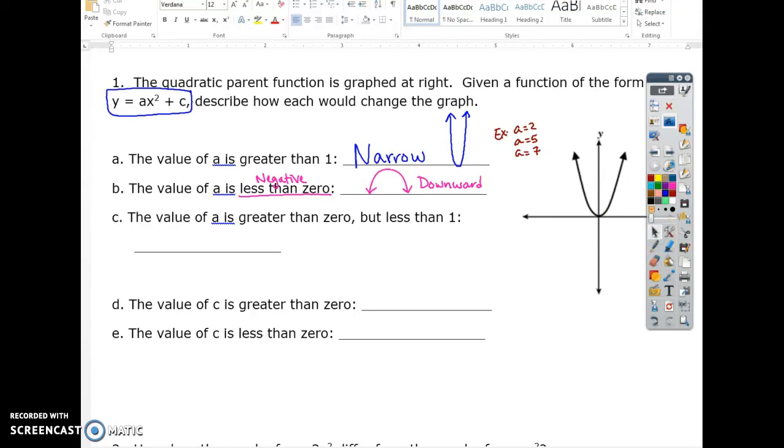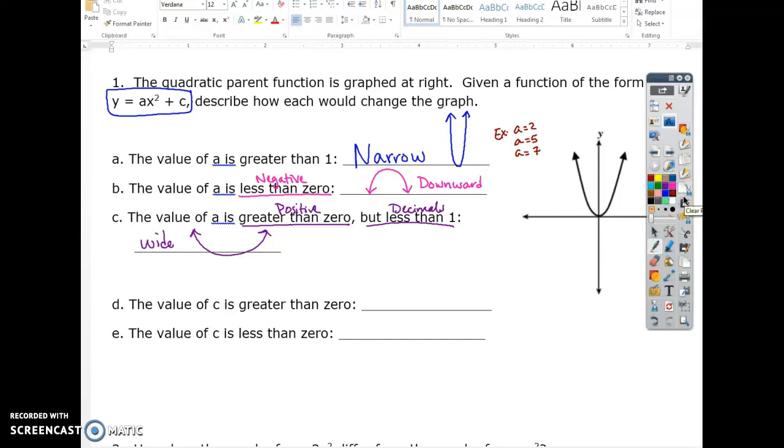The next one, the value of a is greater than 0 but less than 1. So think about it. Greater than 0, it's positive numbers. But less than 1, that means we're talking about positive decimals. That means if this a is a decimal number, it's going to open wide. It's going to be a wide graph like that. The smaller the number, the wider the graph is going to be.